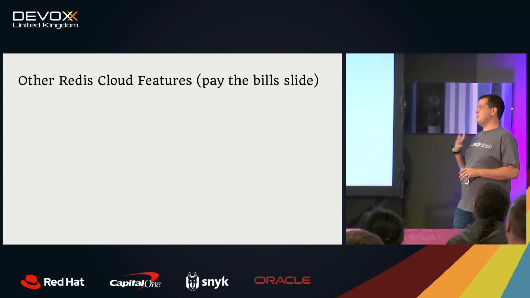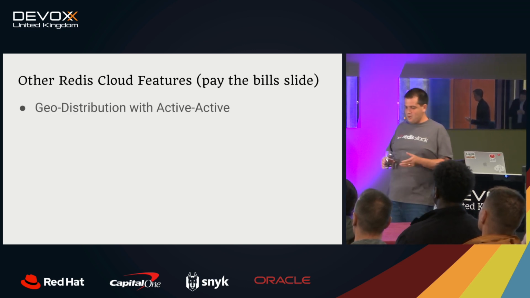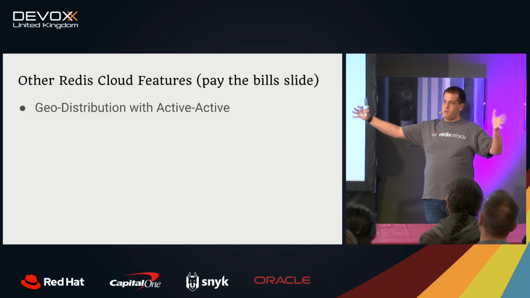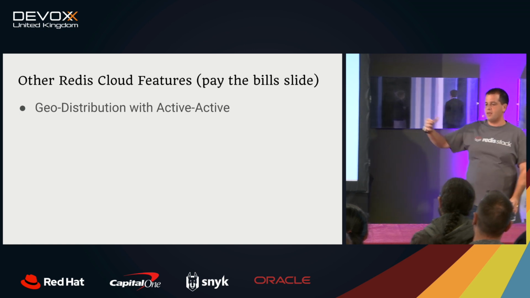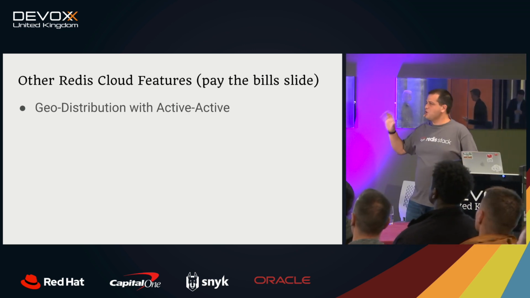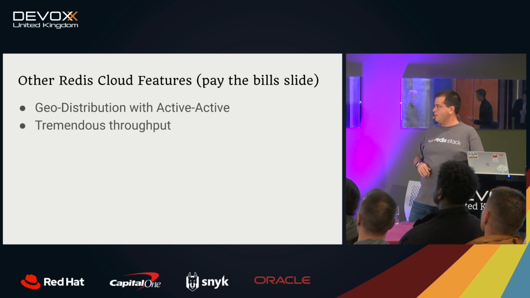And there are some other cloud features, and I call this the pay the bills slide. I'm an employee of Redis, so I'm going to want to talk about this a little bit. You have geo distribution with Active-Active. Basically, you could have two active primary shards in different regions, so that you have closer availability for folks trying to write to them. And they'll become eventually consistent, and they'll work themselves out.